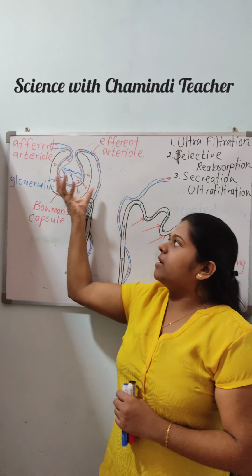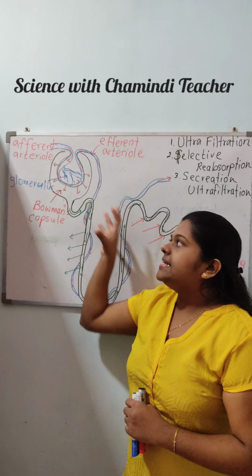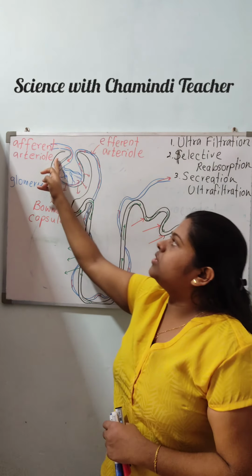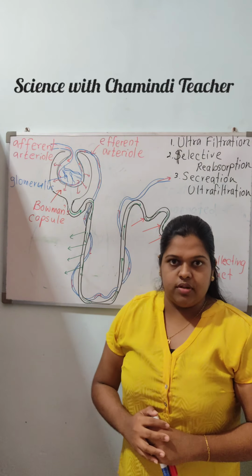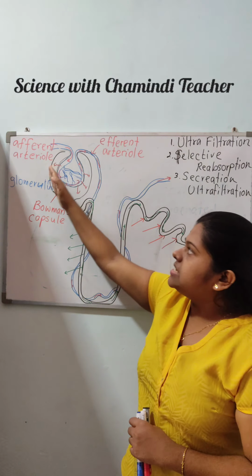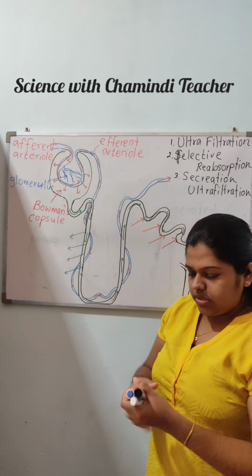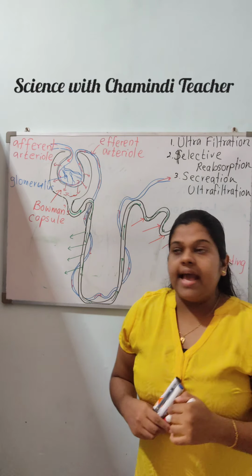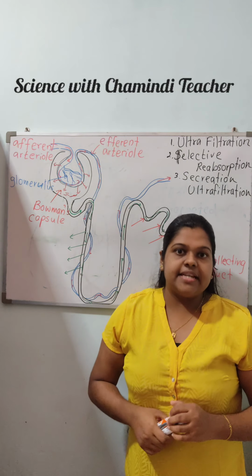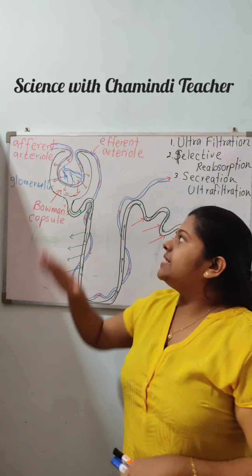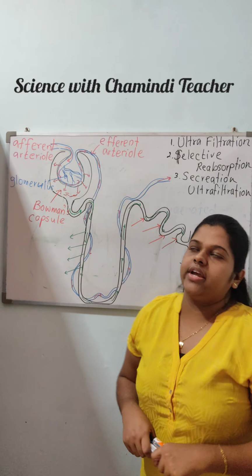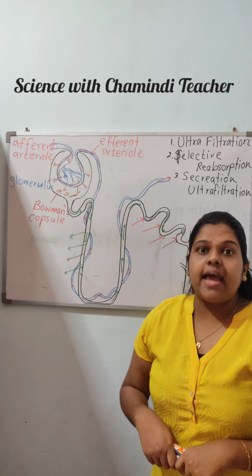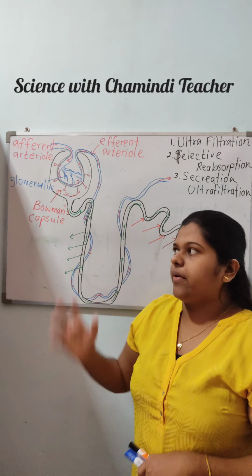When the blood remains in the Bowman's capsule inside the glomerulus, it gets filtered through the glomerulus and through the inner wall of the Bowman's capsule. So our blood is now filtered into this place. That filtrate we call the glomerular filtrate. This is the first step of urine filtration, known as ultrafiltration. It happens at the Bowman's capsule of our nephron.